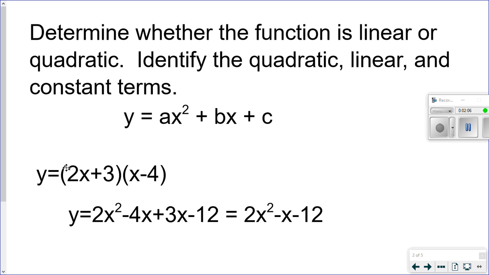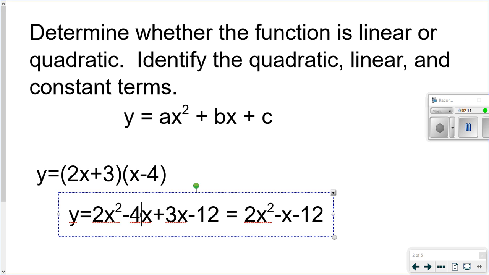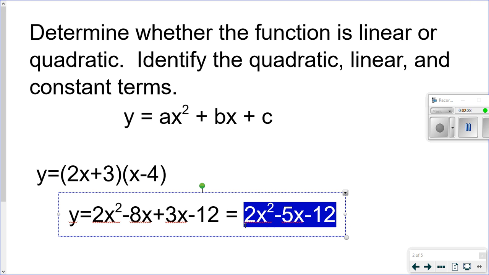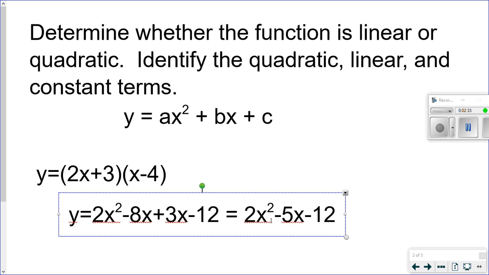Once it's simplified, you can do 2x times x, it's 2x squared, 2x times negative 4, oops, that should be negative 8x, and then 3 times x is 3x, and 3 times negative 4 is negative 12. And then we can combine our like terms, negative 8x and 3x we can add together and get negative 5x. So 2x squared minus 5x minus 12 is our standard form equation. Now, because we have a quadratic term, all you need is that 2x squared. Because we have that, it is a quadratic function. Like I said, all the rest could be deleted, and that would still be a quadratic function.